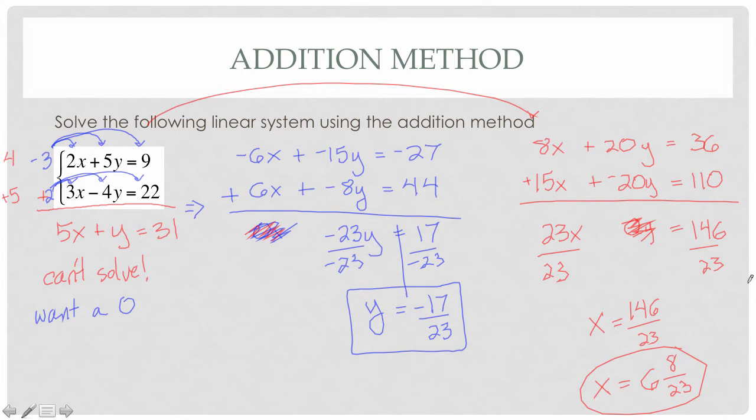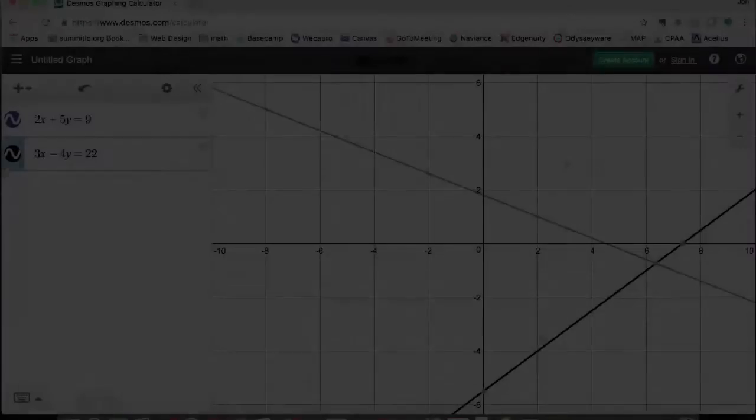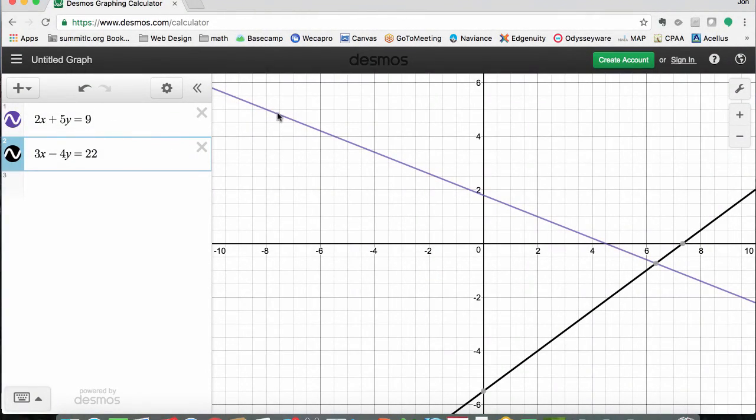So let's graph these and see what we got on our decimal calculator. All right, here we are at our graph. I've got 2x plus 5y equals 9, 3x minus 4y equals negative 22. We found using the addition method that they intersected at an x value of 6 and 8/23 and a y value of negative 17/23. But let's look at our graph. So where my two lines intersect is right here. And look at that.